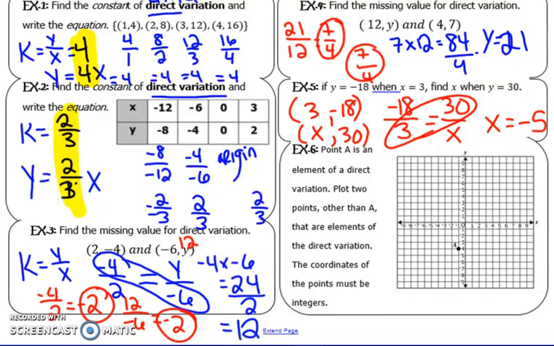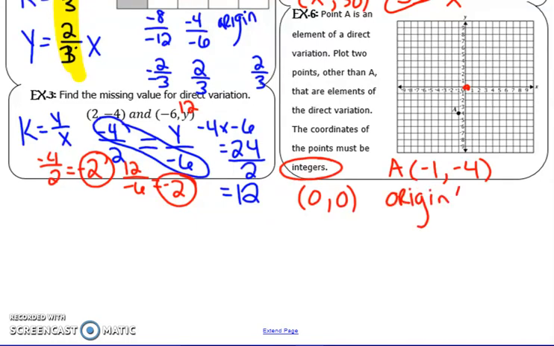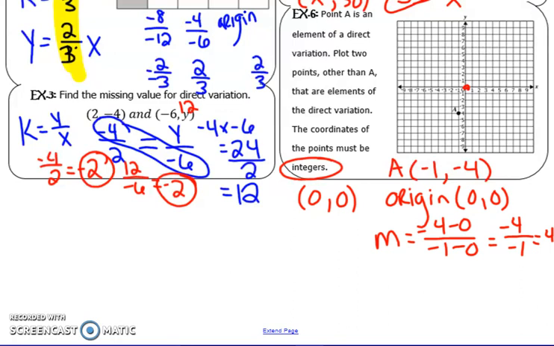Now, number 6 asks us that we need to use point A to plot two other points that are elements of the direct variation. The coordinates on these points must be integers, and that's important. If I look, point A is located at negative 1, negative 4. We know a direct variation has to go through the origin. So, one of my points can already be 0, 0. Well, if I use my origin as another point, I can find my slope. So m is equal to negative 4 minus 0 over negative 1 minus 0. I get negative 4 over negative 1, which equals a positive 4.